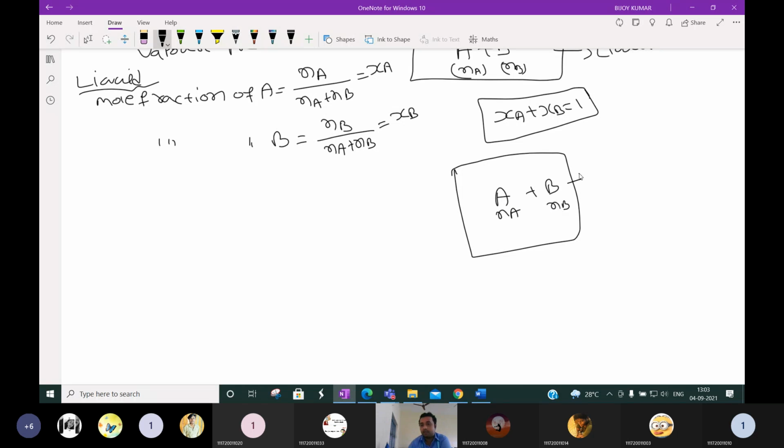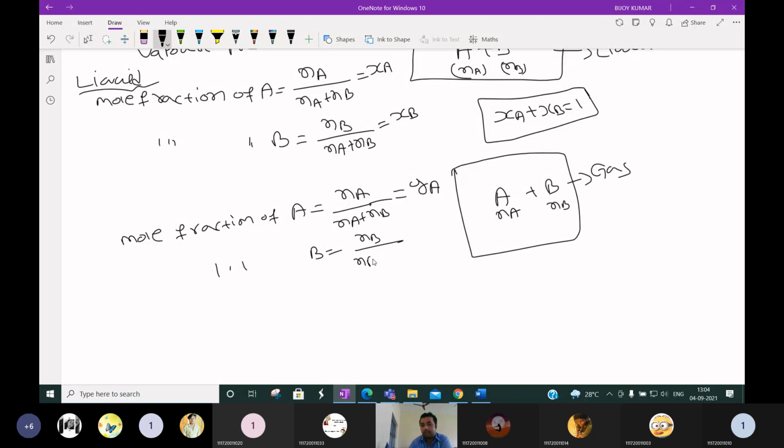Suppose now we take Na moles of A plus Nb moles of B, and both are present in the gas phase. Now the mole fraction of A will be Na by Na plus Nb, that is, moles of A gas by total moles of gas. This will be represented by Ya. Similarly, the mole fraction of B will be Nb by Na plus Nb.